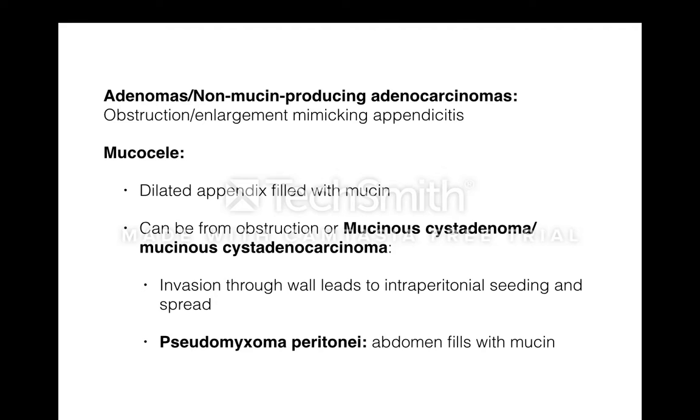If you get invasion of the mucinous cystadenocarcinoma through the wall, you can actually get intraperitoneal seeding and spread. And in this case, these peritoneal implants could actually be mistaken for mucinous ovarian tumors. And then in the most advanced case, the whole abdomen can fill with mucin, and this is termed pseudomyxoma peritonei. And in most instances, this is ultimately fatal.